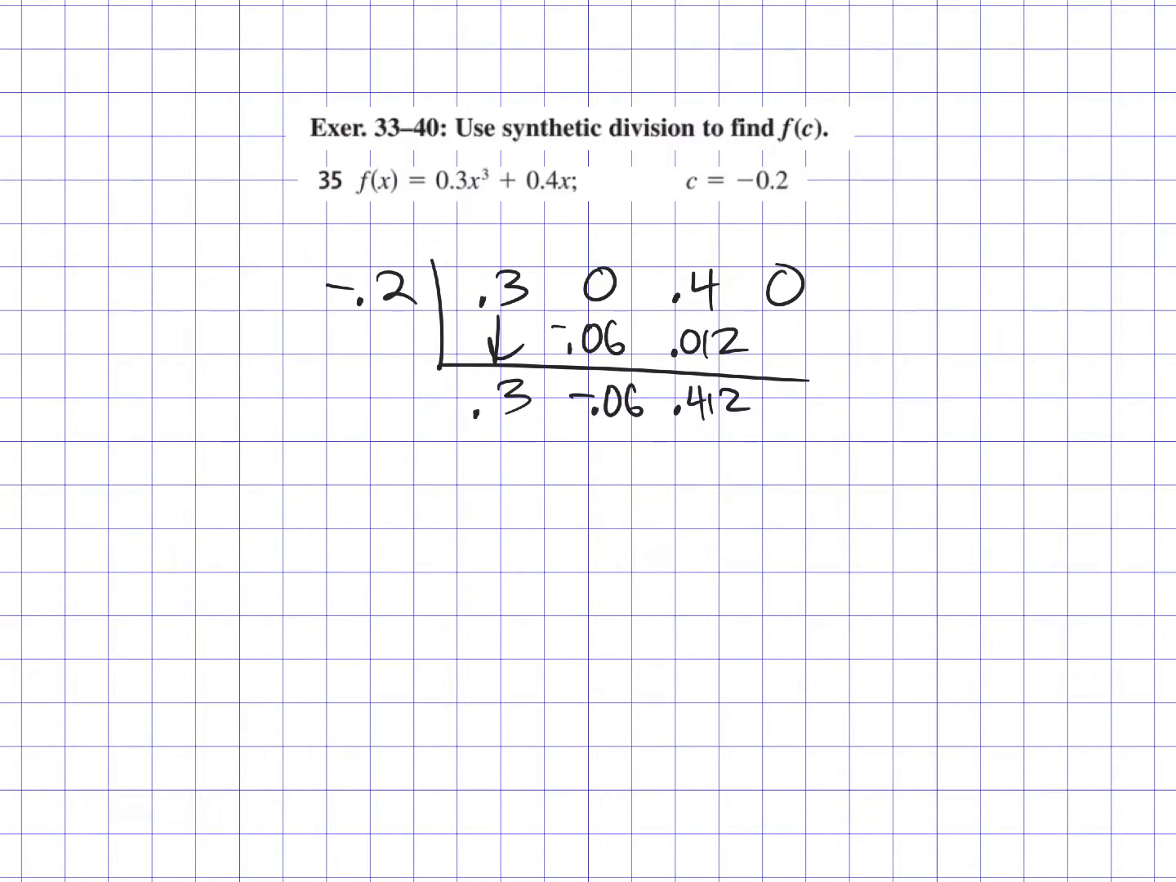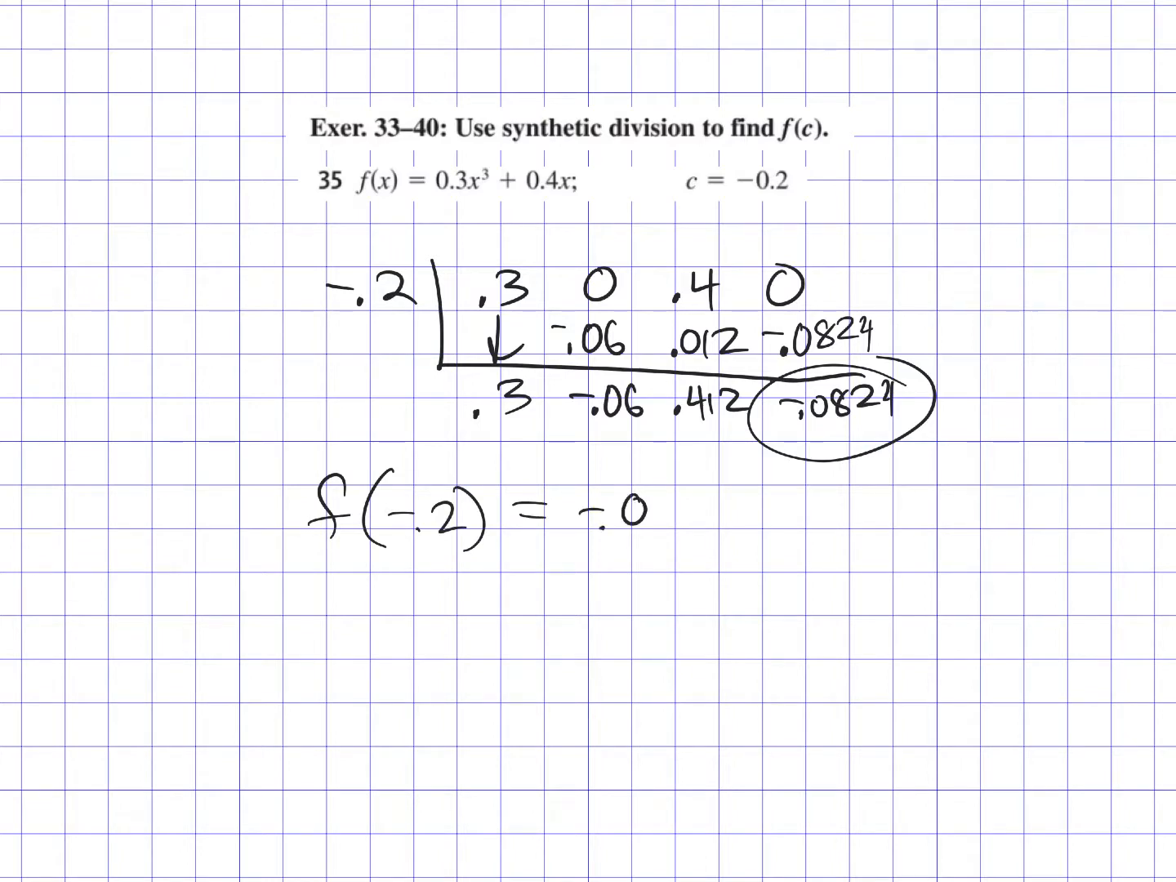Multiply by 0.2, this will be negative. So 2 times 412 is 824. And you have 4 decimal positions. So 0.0824. Add those together, -0.0824. And so this is your answer. It says find f of c. So when x is -0.2, we're going to get -0.0824 for an answer. Okay, number 37.